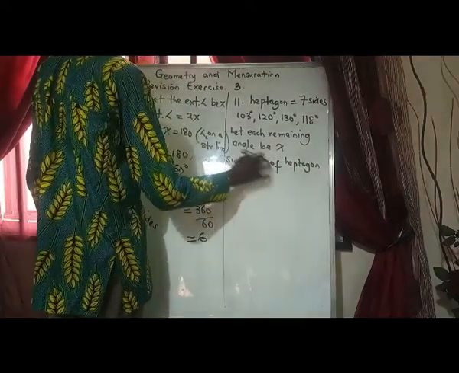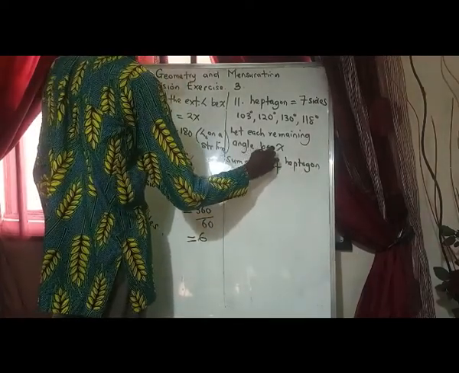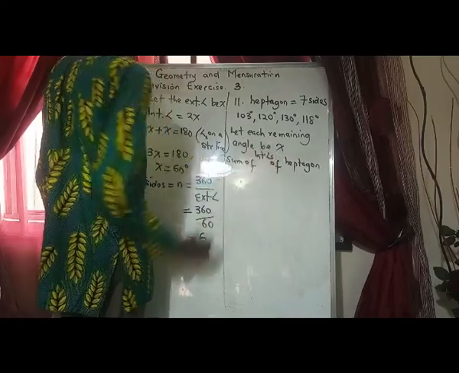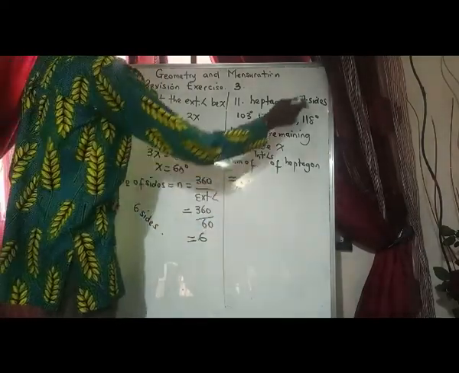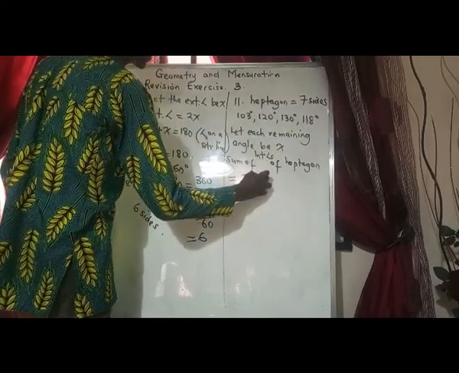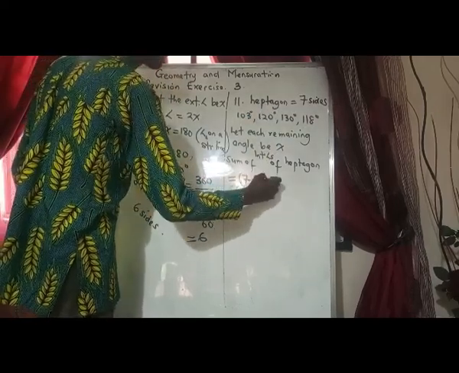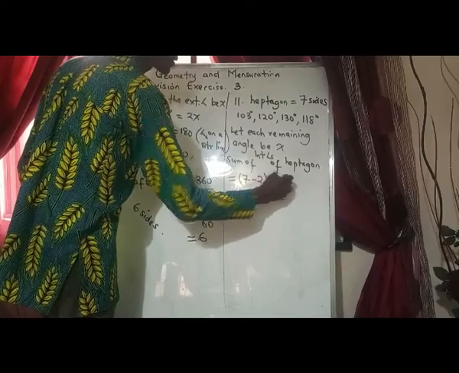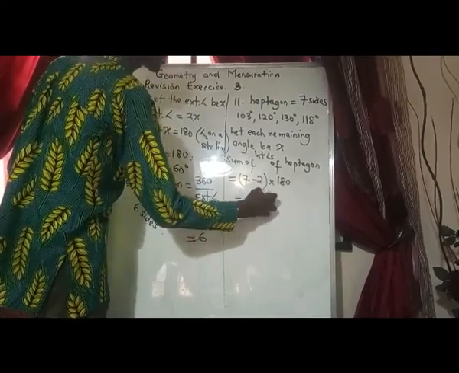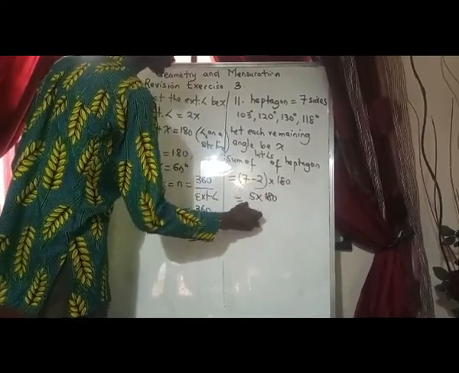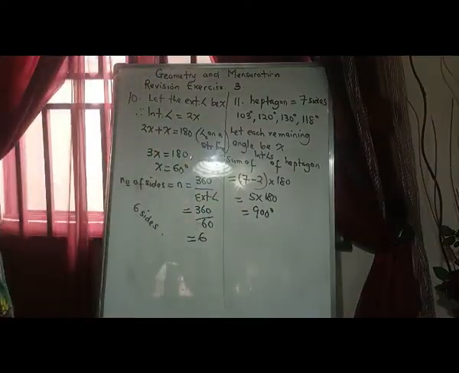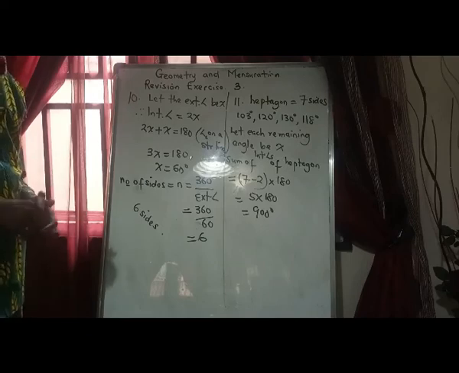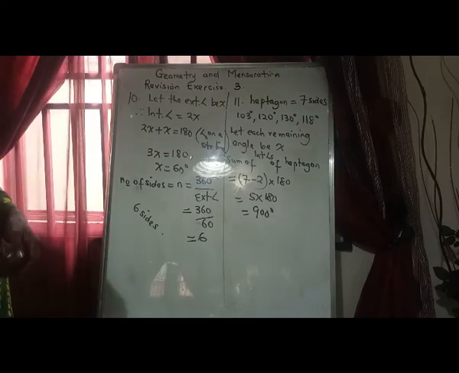Sum of interior angles of a heptagon will simply be what? (n minus 2), how many sides, 7 minus 2, multiplied by what? 180 degrees. So that will be 5 times 180, and if you do that right, that will be 900 degrees. So having gotten 900 degrees, the next thing you need to do is to solve to obtain what those remaining 3 angles will be.